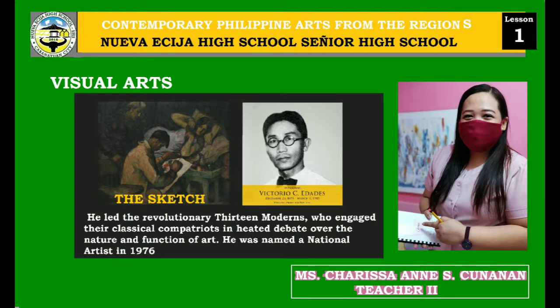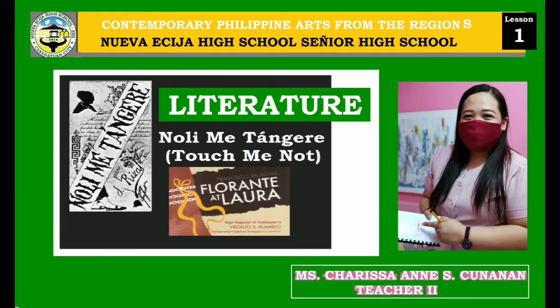We also have Victorio Edades. His famous painting was The Sketch. He led the revolutionary 13 Moderns who engaged their classical compatriots in heated debate over the nature and function of art. He was named a national artist in 1976. For the literature, in the field of poetry during the contemporary period, publication of young poets in the campus journal emerged.